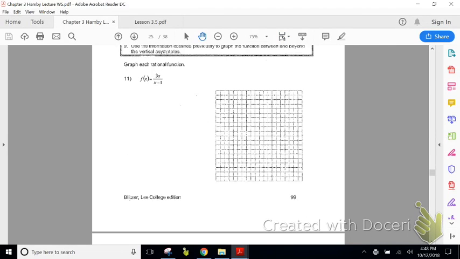Okay, so let's look at number 11. It tells us to graph each rational function. So we're going to go through and do all the little things it told me to do. The first thing is to find the domain. Remember, because this is a fraction, your domain is where your denominator cannot equal 0. So x minus 1 cannot equal 0, which means x cannot equal 1. So my domain is from negative infinity to 1 and 1 to infinity.